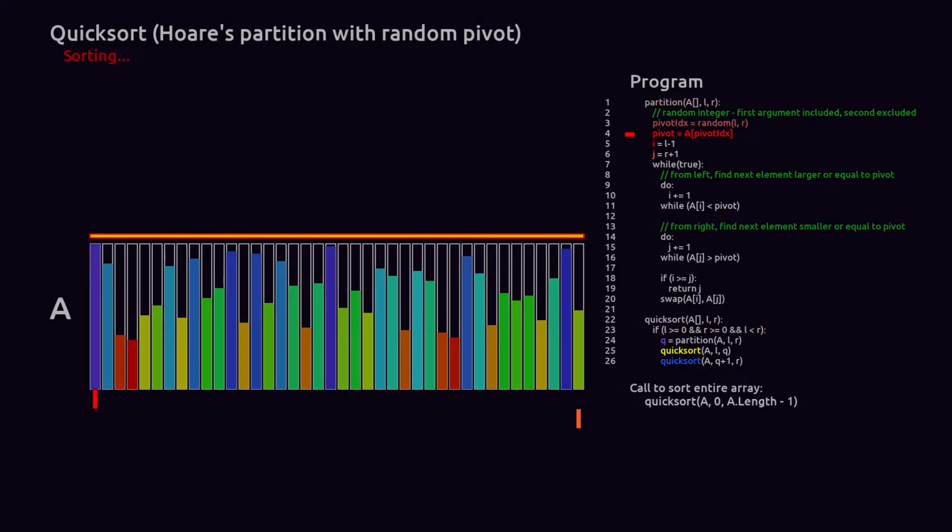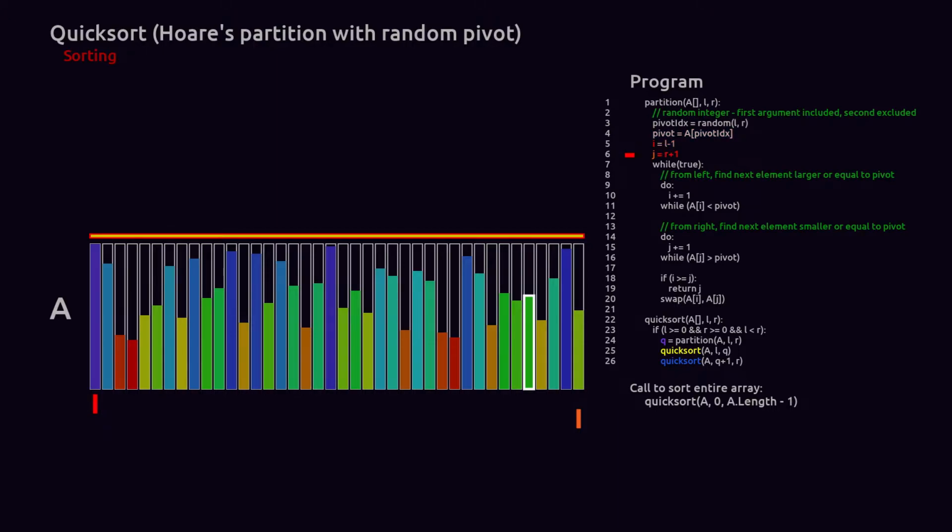We start by selecting a random element as the pivot. There are also other strategies like using the median of 3 and so on. The pivot is highlighted with a white border in the animation.